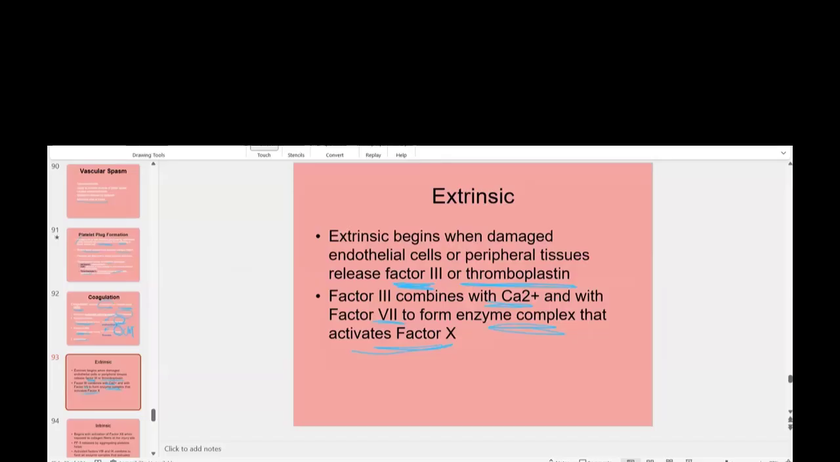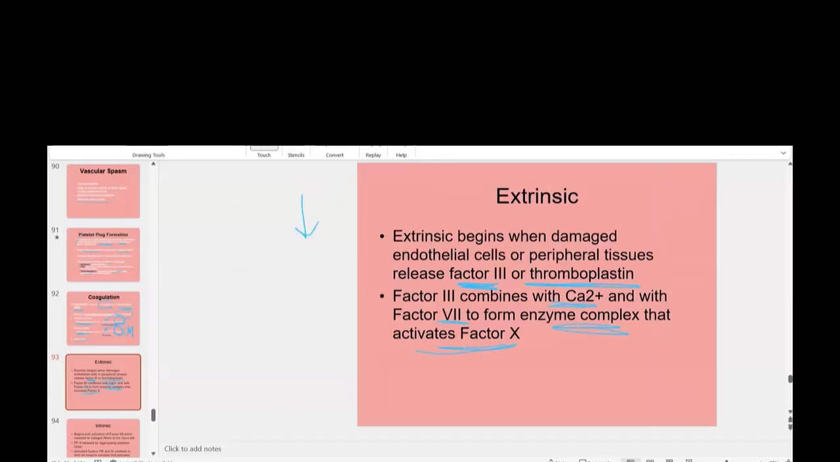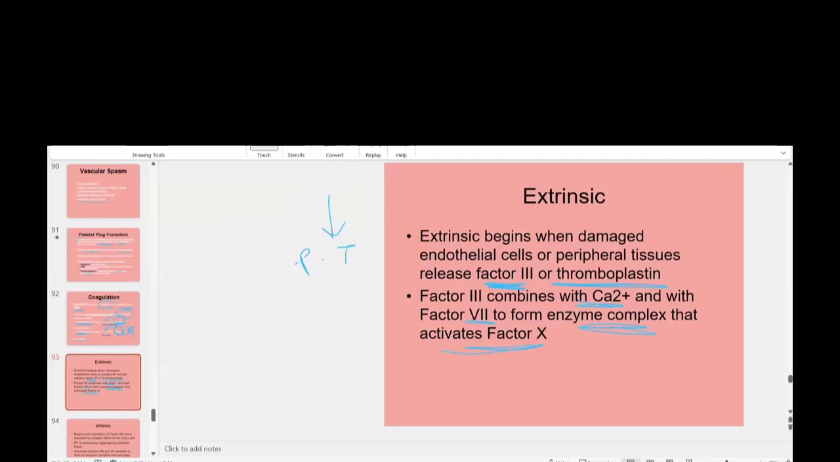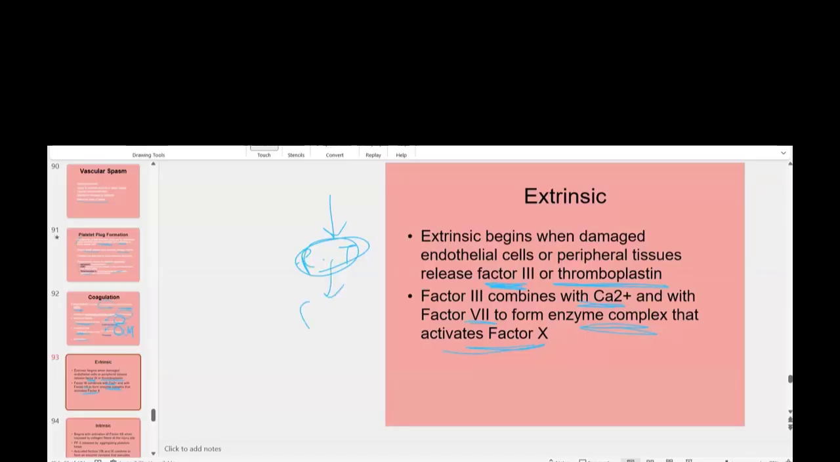So how will the extrinsic pathway begin? When the peripheral tissues or the endothelial cells are damaged, and the blood already has factor 3 or thromboplastin, when it comes in contact with the injured part, you'll find that factor 3 is activated. Then it will combine with calcium ions and with factor 7, Roman numerals, and it will form an enzyme complex, and that is going to activate factor 10.